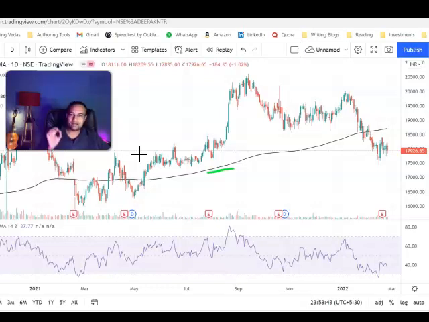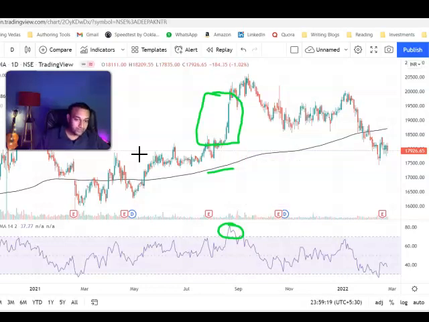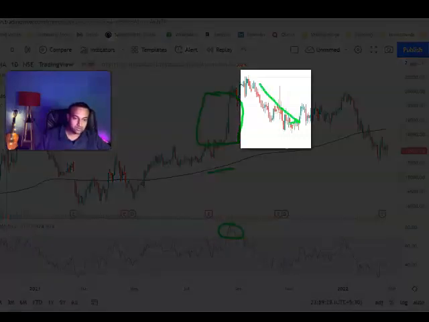Now for selling points, our condition was that RSI should be greater than 70, and second, the price of the stock must be higher than its 200-day moving average. Let's look at when these two conditions meet. Let's start with the RSI. Now if you see, at this point, the RSI is greater than 70. Okay. And the price of the stock in this zone is much higher than the 200-day moving average. So this is a good point to sell. Now, if you look at what happened in the stock later, you will realize that this theory stood right, because right after this point, there was a massive drop in the prices of the stock.